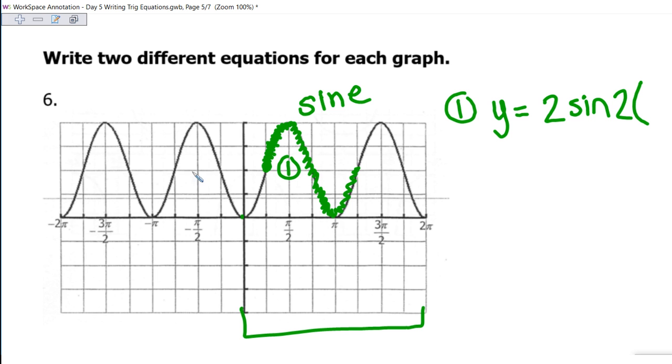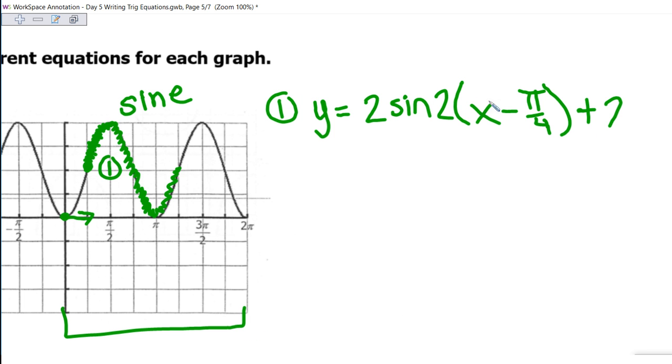Yes, it should have been at 0, so it moved right. How much? How would I show it moved right? Pi over 4. X minus pi over 4. And then the d value, the x-axis translated up or down? Up how many units? Up 2 units.